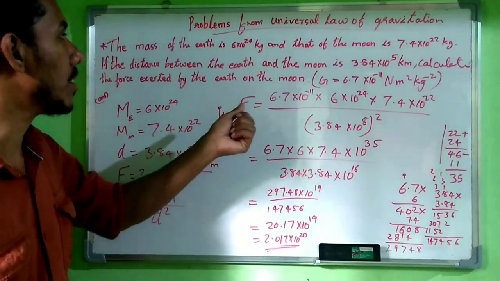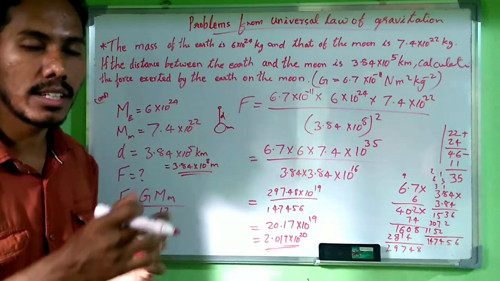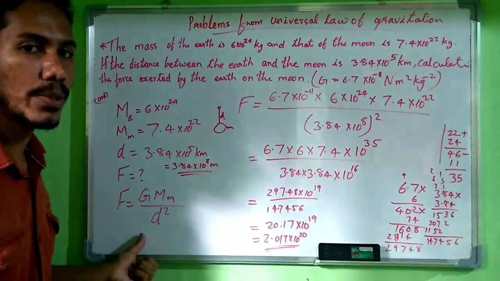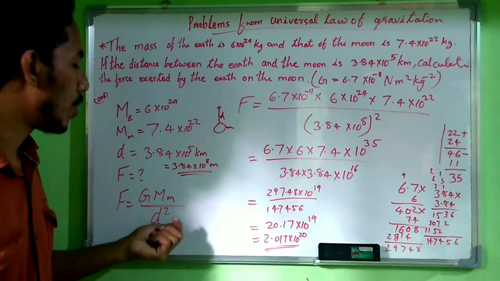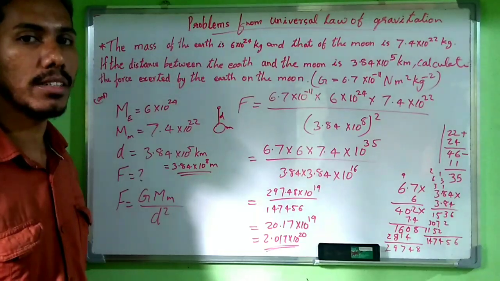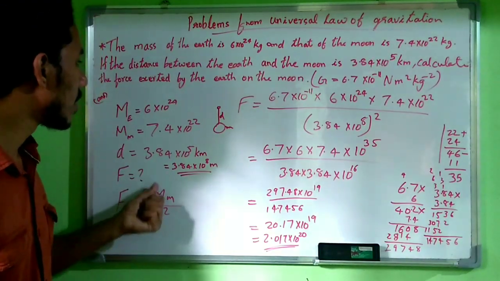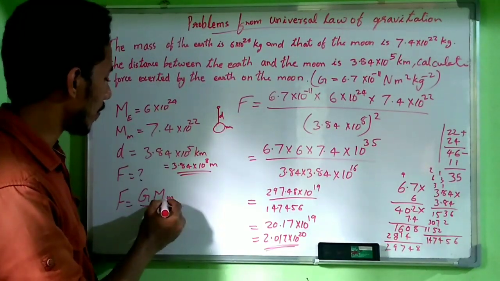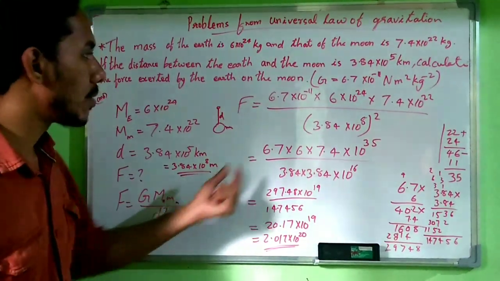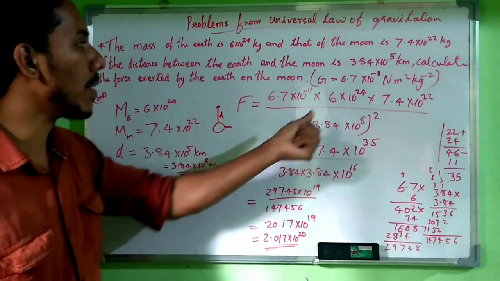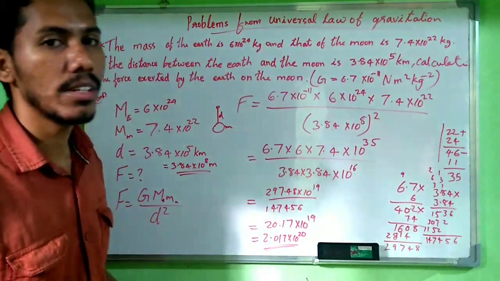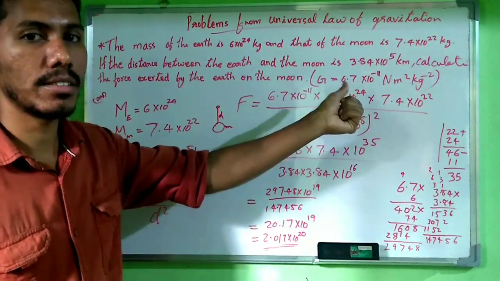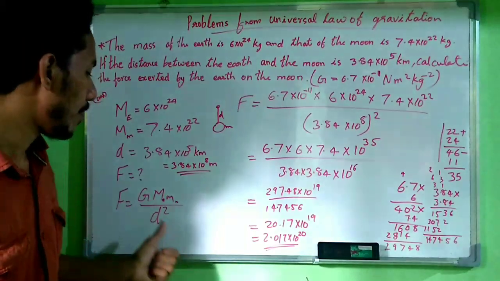What do we have to find? Calculate the force exerted between these two objects. So we know that from the universal law of gravitation, F is equal to G m m divided by d square. This m is mass of Earth and this m is mass of Moon. Just substitute these values. The G value is given as 6.7 × 10⁻¹¹. This is an approximate value, and this is only what is needed. We can take this value for G.